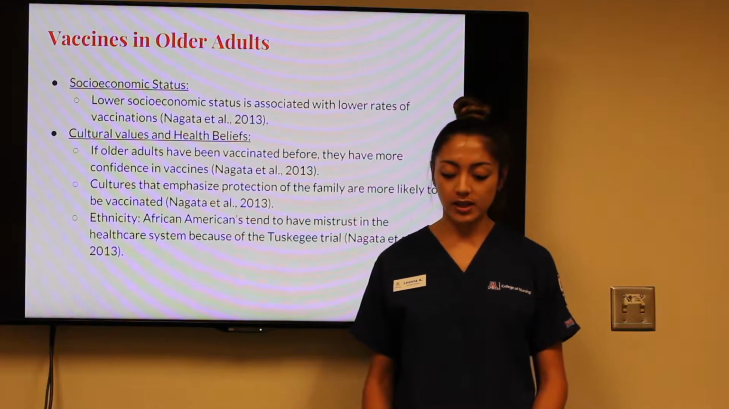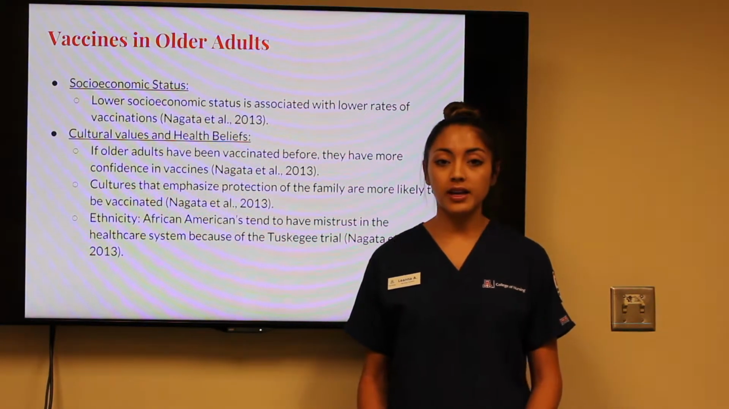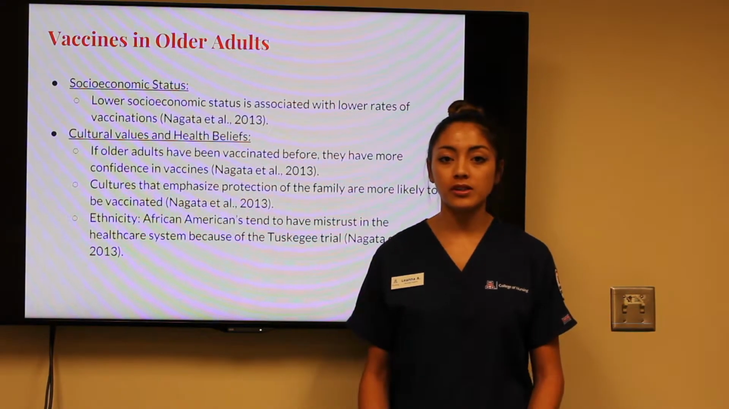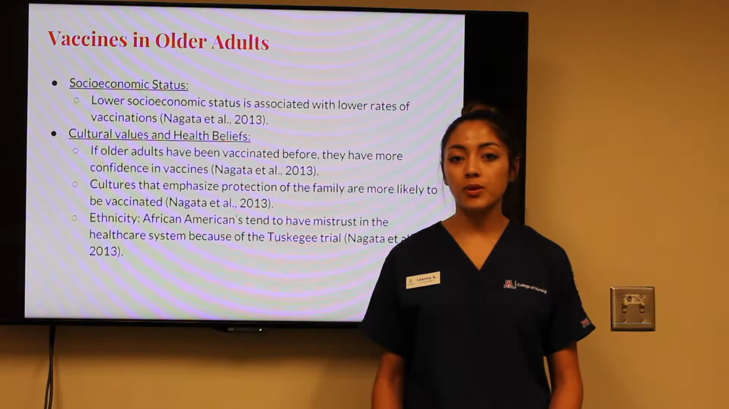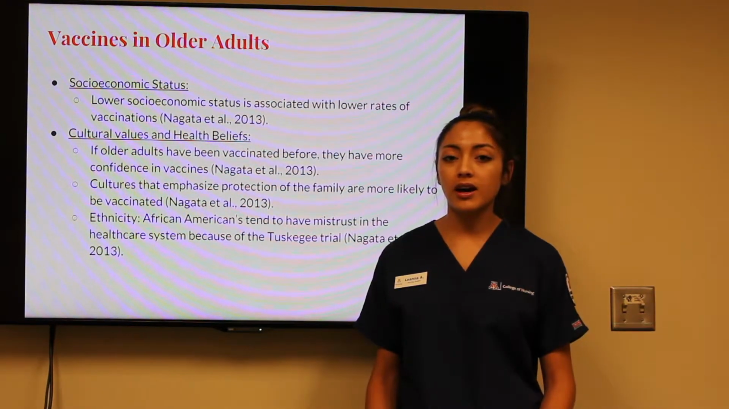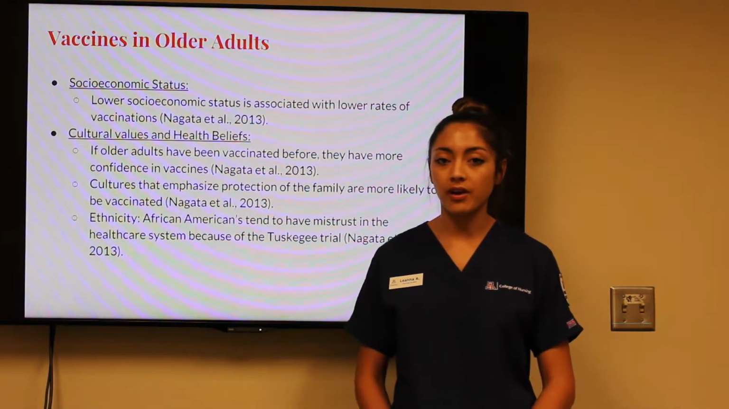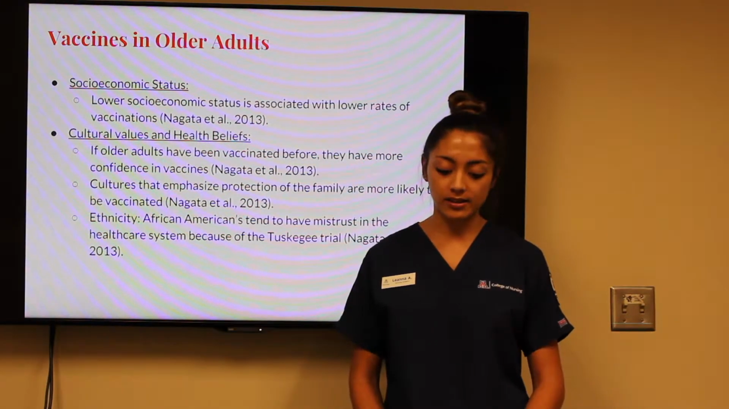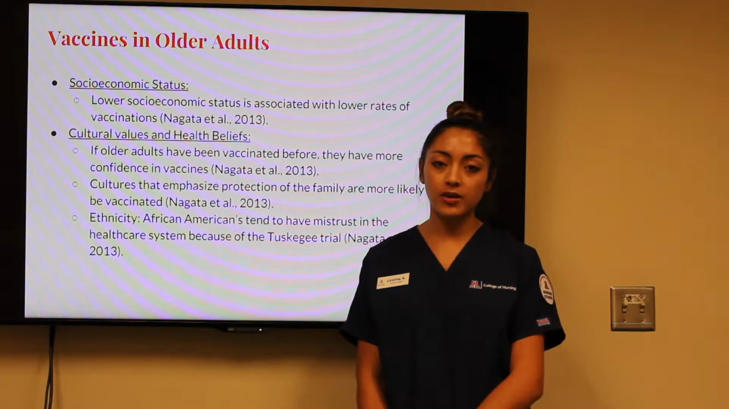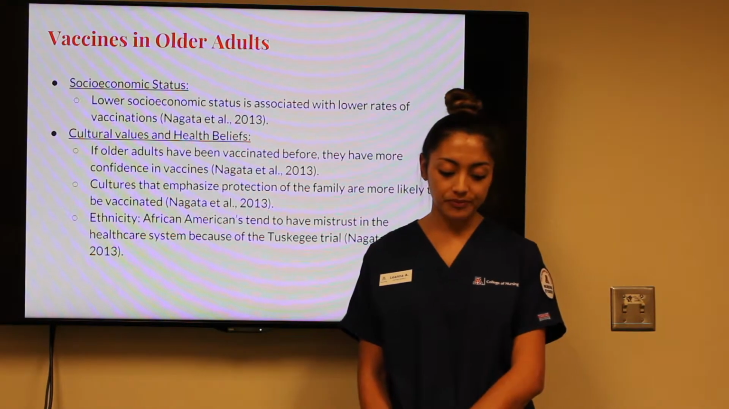First we're going to discuss socioeconomic status. The study found that in the United States, older adults with lower socioeconomic status reported lower rates of vaccinations. That could be because these older adults may not have as much access to preventative health care, which includes vaccines. In contrast, older adults with higher socioeconomic status had higher rates of vaccinations.